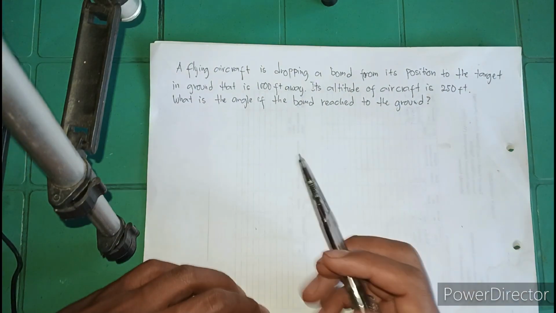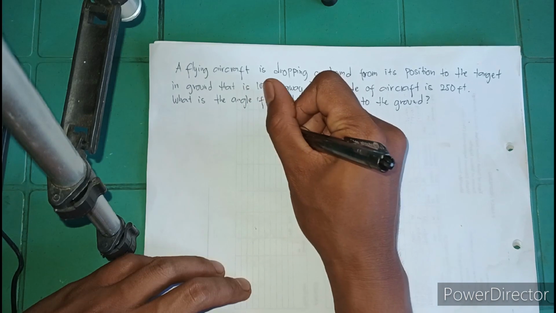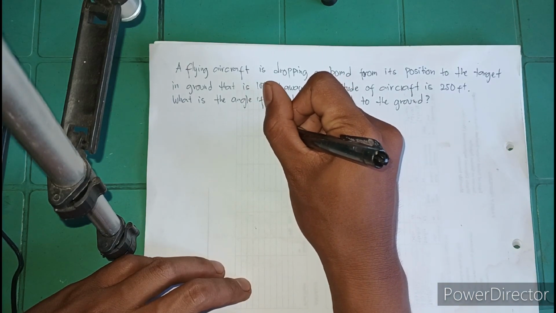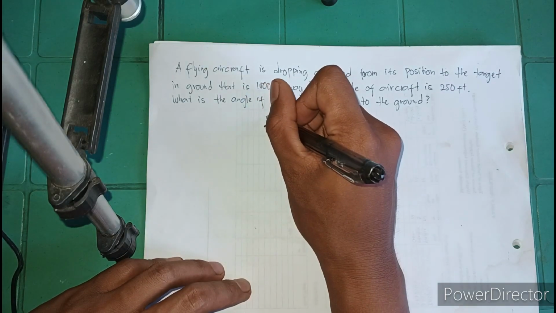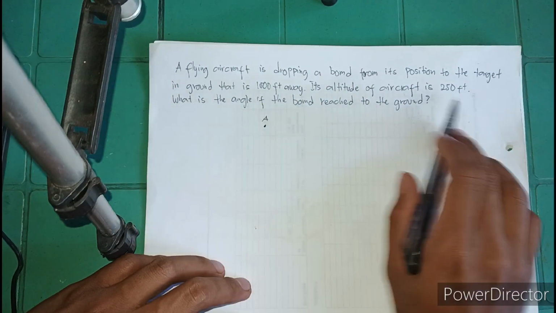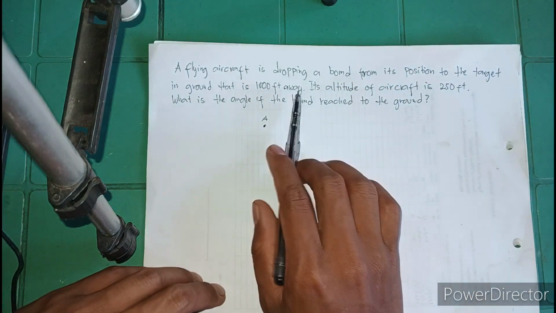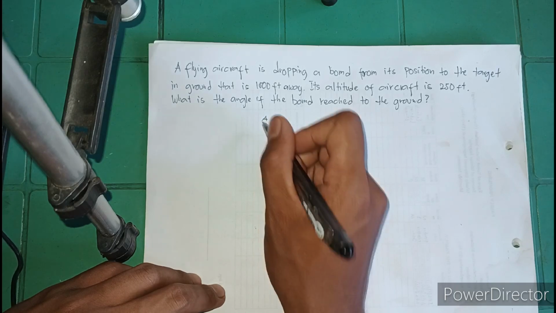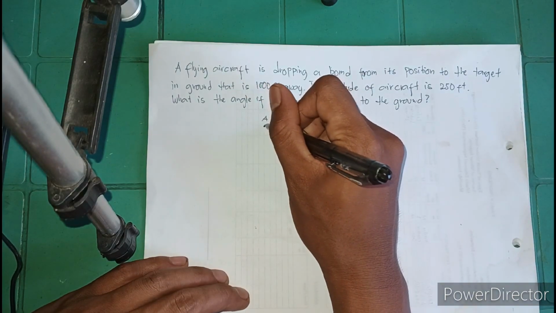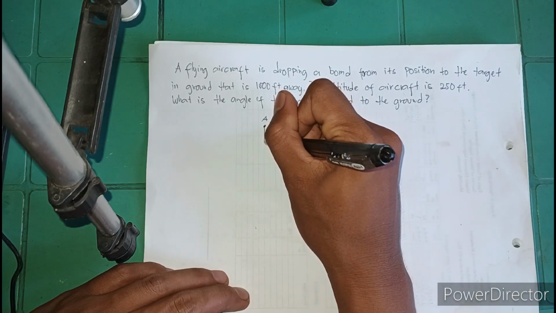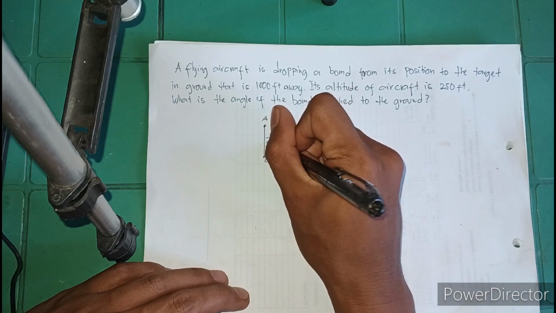So the first thing we need to do is, a flying aircraft is dropping a bomb from its position. So let's say this is the flying aircraft, this point here. Let's label this as A, and that is the bomb from its position to the target on the ground that is 1,000 feet away. The next thing is the altitude of the aircraft is 250. So let's say this is B. The altitude is 250 feet.